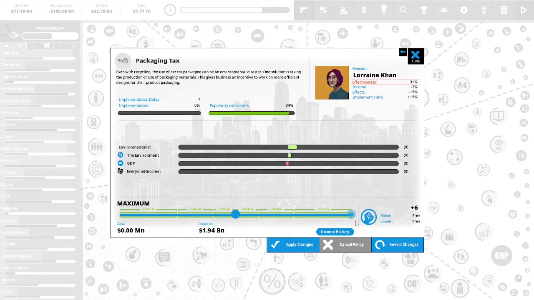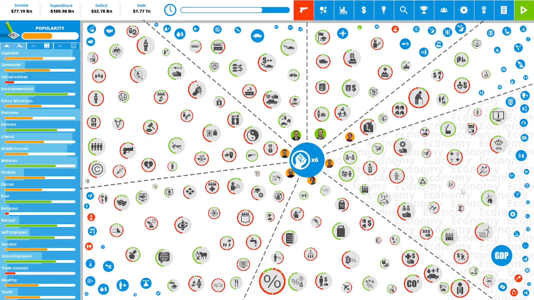We will raise it all the way to the end. This will raise about $0.80 billion. Let's apply the changes. We have 6 political capital remaining.